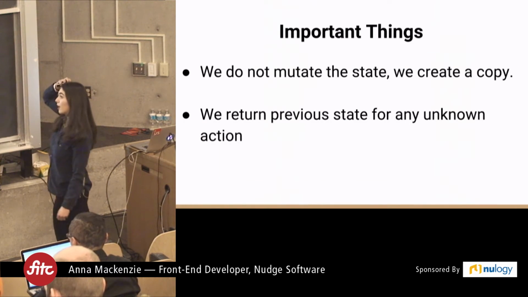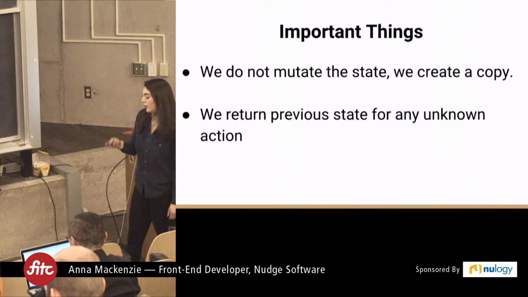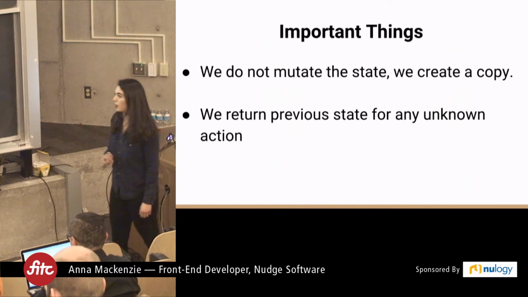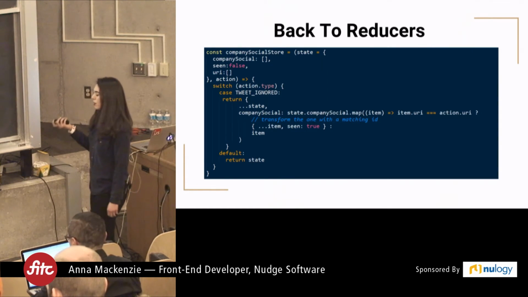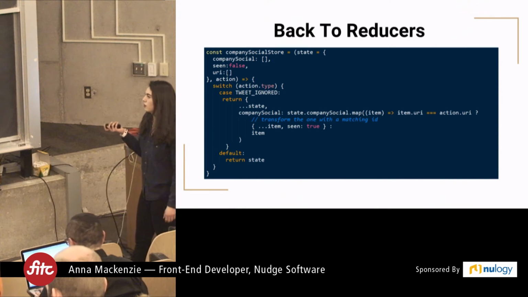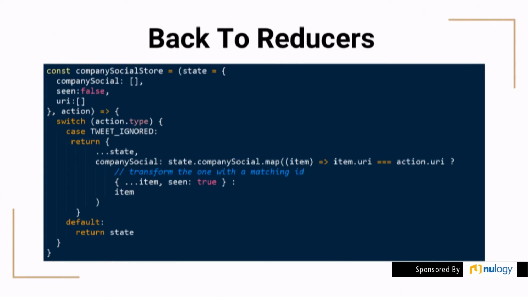So important things. Again, we do not mutate the state, we create a copy. We return, and also we return previous state for any unknown action. So if this reducer ran and the action type was tweet liked, then it would just return default state, which is current state. Nothing would happen.